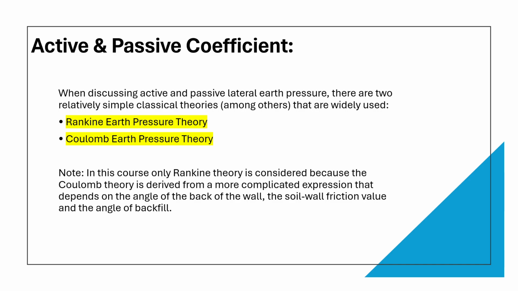So we note that in this course only Rankine theory is considered, because the Coulomb theory is derived from more complicated expressions that depend on the angle of the back of the wall, the soil-wall friction value, and the angle of the backfill.